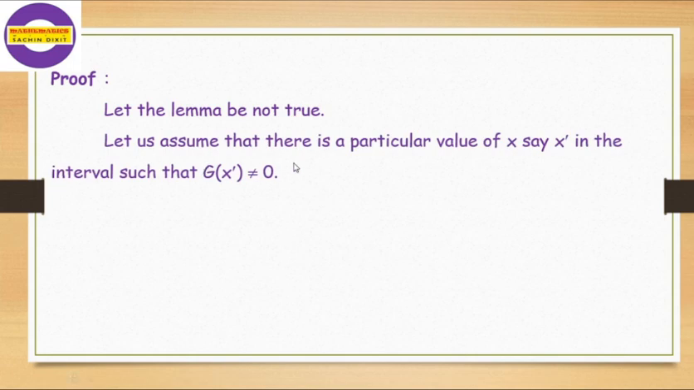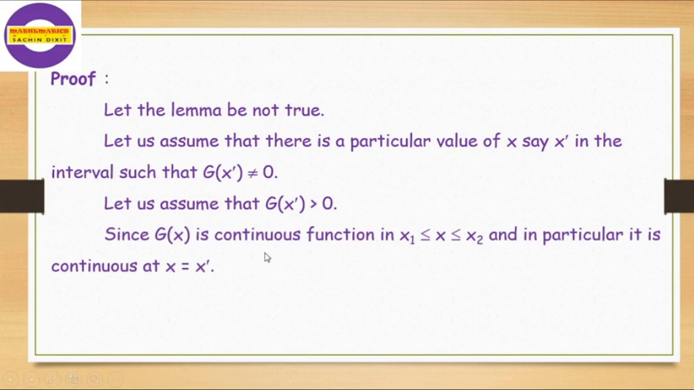Let us assume that there is a particular value of x, say x dash, in the interval such that g of x dash is not equal to 0. In that interval there exists one value x dash such that g of x dash is not equal to 0. That is our supposition. Let us assume that g of x dash is greater than 0.